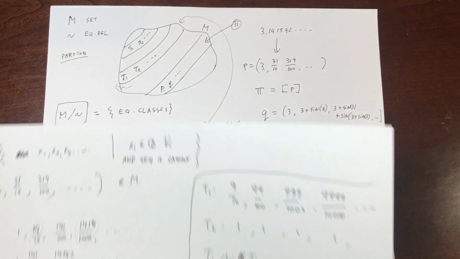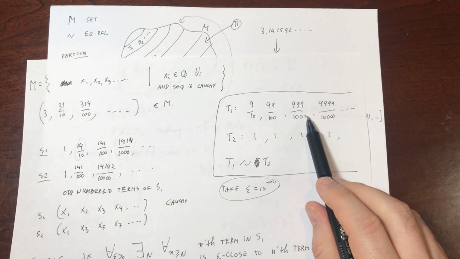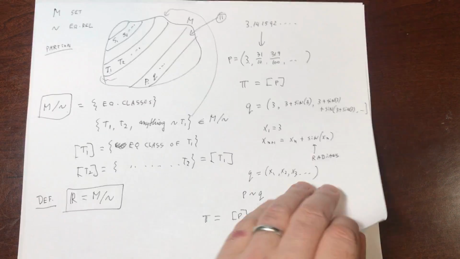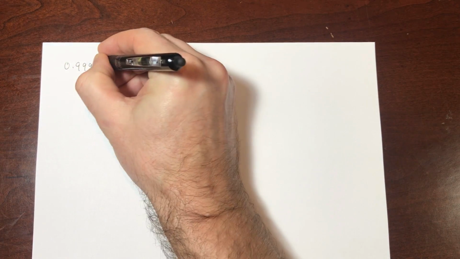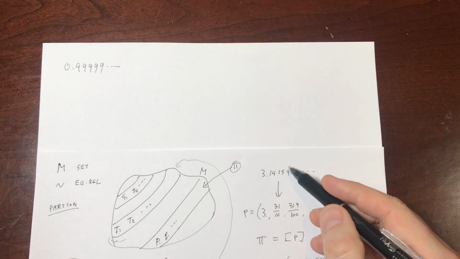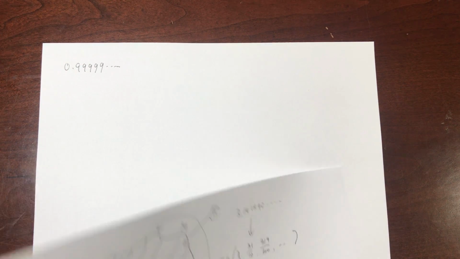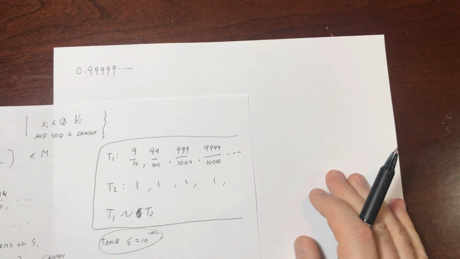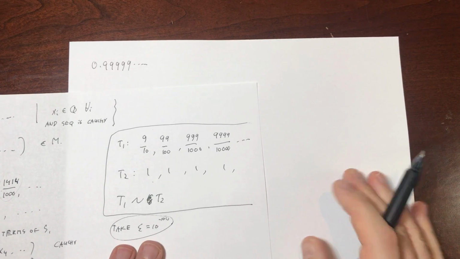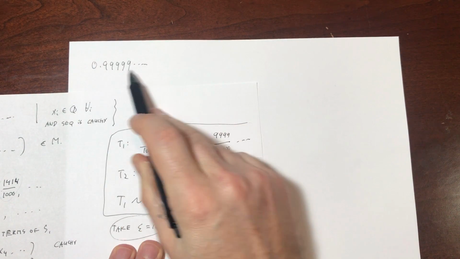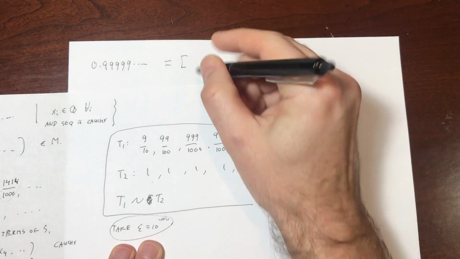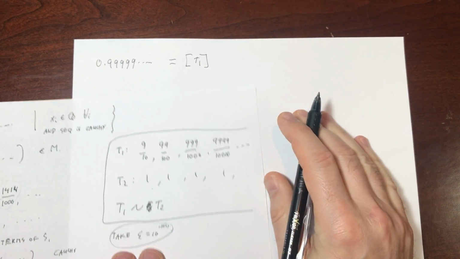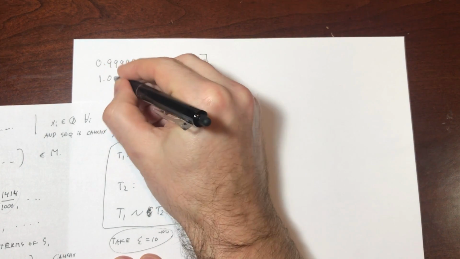Now let's go back to this sequence. Okay. So what does this mean? 0.99999, etc. Well, I can apply the same strategy as I did here. Actually, let me just pull up this notation right here. So what does this refer to? Well, this refers to the class of this sequence. Okay. Now, what does this number refer to?